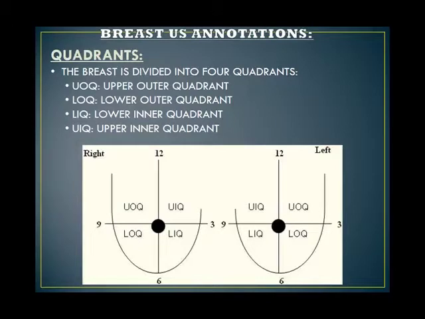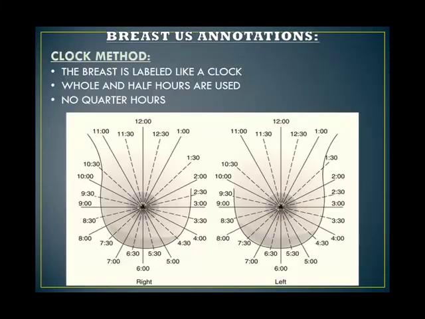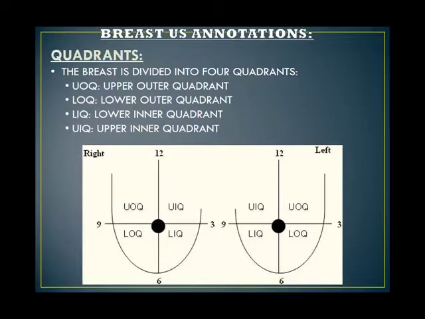So how do we annotate on a breast ultrasound? There's many methods. One of the most common is to split the breast into 4 quadrants. We have the upper outer quadrant, lower outer quadrant, lower inner quadrant, and upper inner quadrant. So the upper outer quadrant is always going to be on the upper and lateral sides of the breast. Upper inner quadrant always going to be towards the medial section of the breast and the superior portion of the breast. Lower inner quadrant, inferior and medial portions of the breast. And lower outer quadrant will be inferior and lateral sides of the breast.